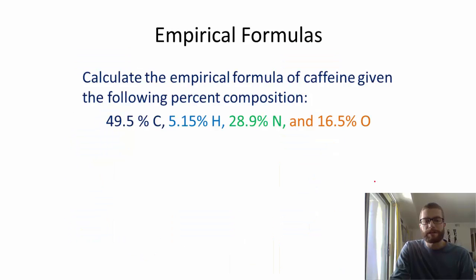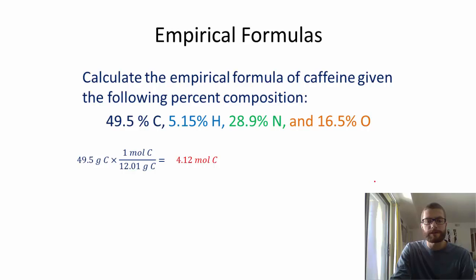We need to calculate the empirical formula of caffeine given the following percent composition. We're given 49.5% carbon, 5.15% hydrogen, 28.9% nitrogen, and 16.5% oxygen. First, we'll look at carbon. If we take the grams of carbon, assuming it's a 100 gram sample, so our percent becomes grams, we're going to divide by its molar mass. This gives us 4.12 moles of carbon.